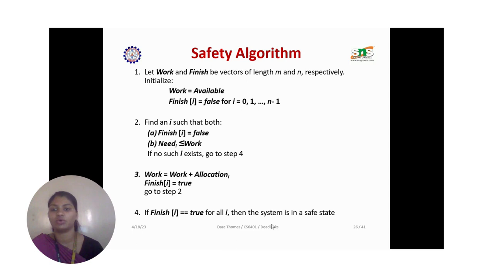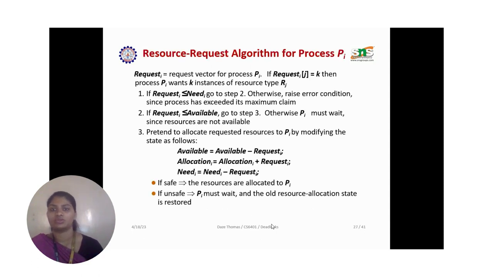The second step is to find an i such that both finish[i] equals false and need[i] is less than or equal to work. If no such i exists, go to step 4. Step 3 is work equals work plus allocation[i], finish[i] equals true, go to step 2. Step 4 is if finish[i] equals true for all i, then the system is in a safe state. So this is the safety algorithm.